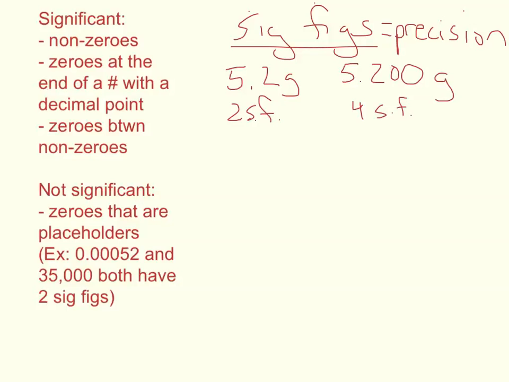Now, the other rule is that zeros between non-zero digits are going to be significant. So if I have 5,000,002, all of those zeros that are in between 2 non-zeros are significant. If you surround them with non-zeros, they have to be significant. So we have 1, 2, 3, 4, 5, 6, 7 significant figures there.